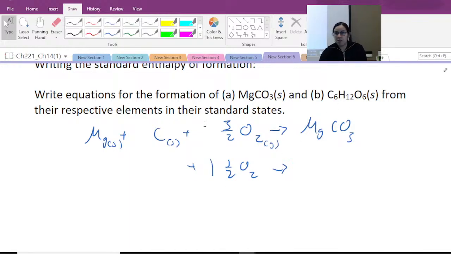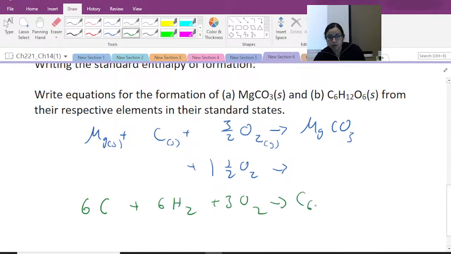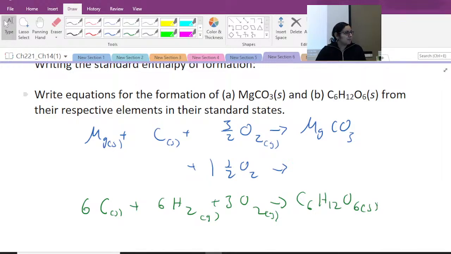Do we have an answer for this one? Yep, I got 6C plus 6H2 plus 3O2, and then that arrow and glucose, C6H12O6. Excellent. So that looks good, and you should put all the states. Yeah, and again, they would just be at their standard states. So carbon's a solid, hydrogen's a gas, oxygen's a gas, and then glucose should be a solid sugar. Excellent.